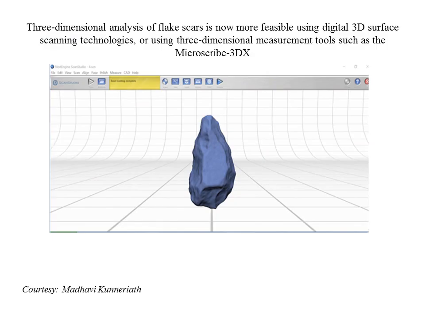Now coming to the 3D method, as I was mentioning to you, archaeological studies are also now engaging various high-end technologies of 3D scanners. For example, if you look at this image, this is the scanned image of a hand axe, which clearly shows the contour of the tool. And the 3D scanning will record the physical attributes, morphological attributes, and the measurements of the stone tools as well. Therefore, three-dimensional analysis of flake scars is now more feasible by using digital 3D surface scanning technologies, or by using three-dimensional measurement tools with software such as Microscribe 3DX.